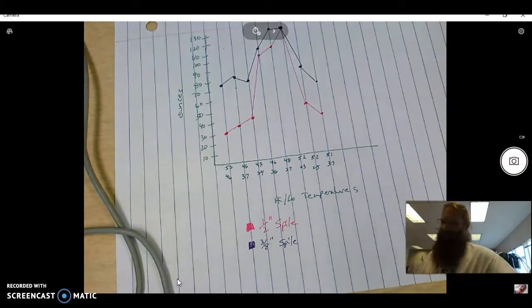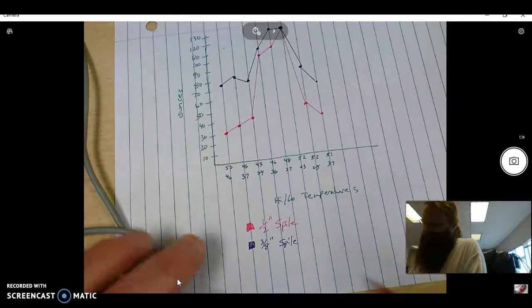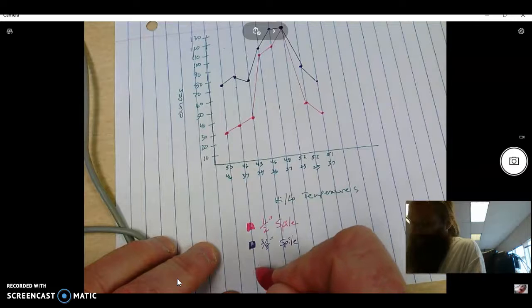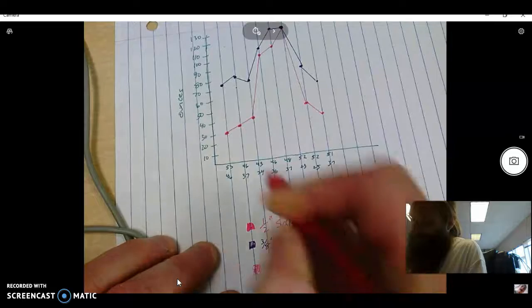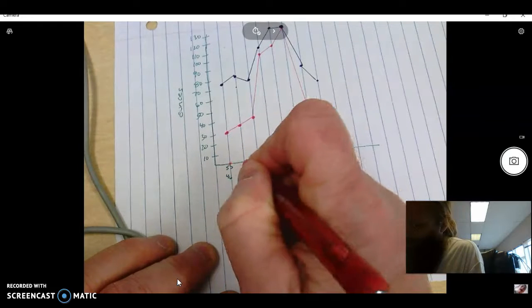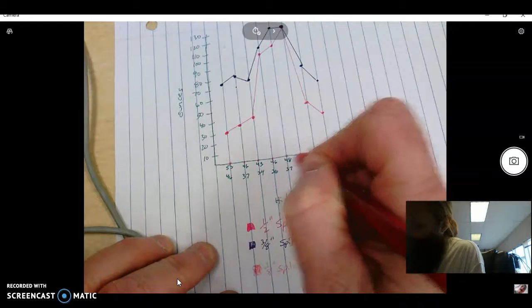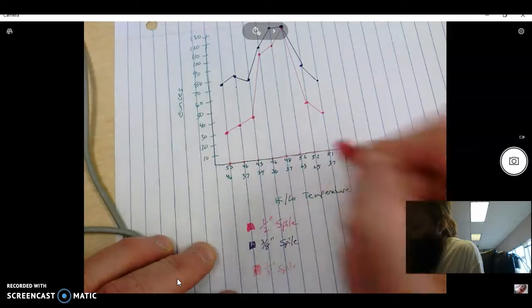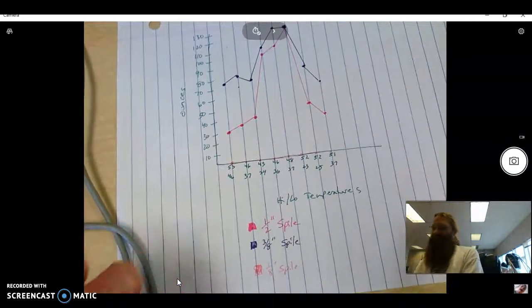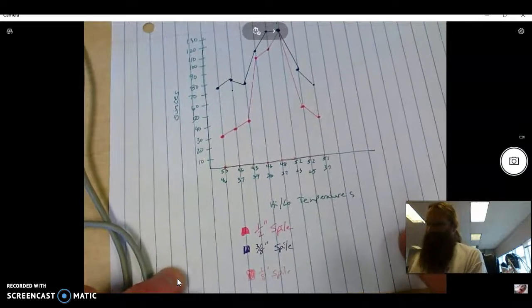Now we have an easy one. I'm going to put the red one. Remember the 1/8? We have a 1/8 spile, and that all marks 0. So you're going to put a 0 line. That goes all the way there. That's the 1/8 inch. So the only one you have to do is the 1/4 inch.